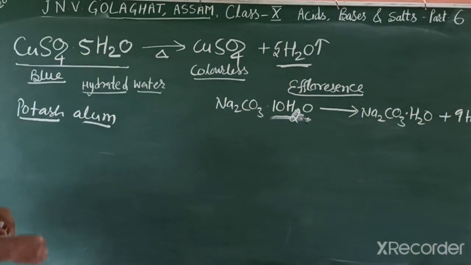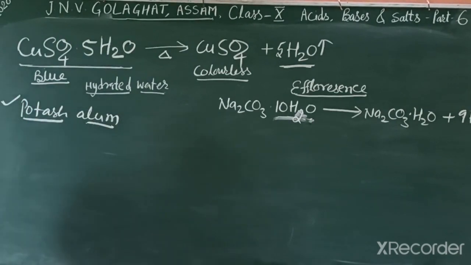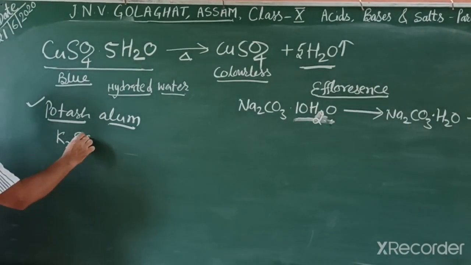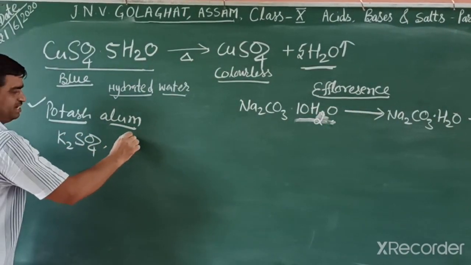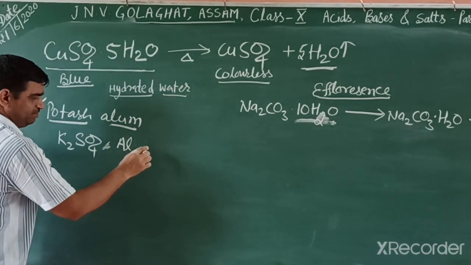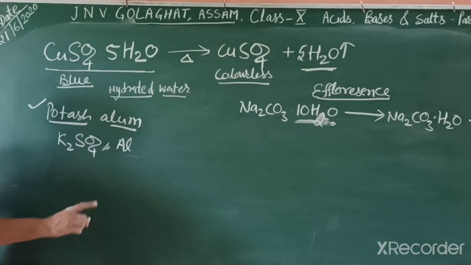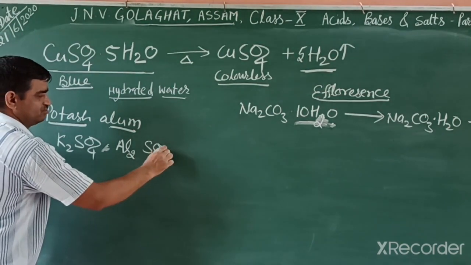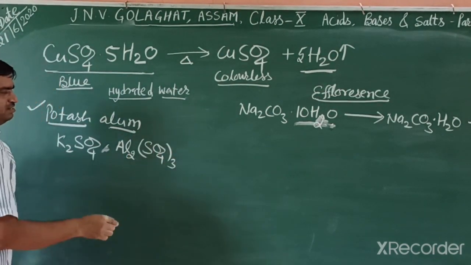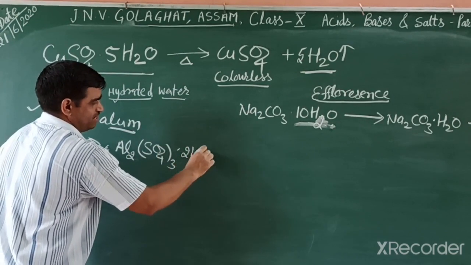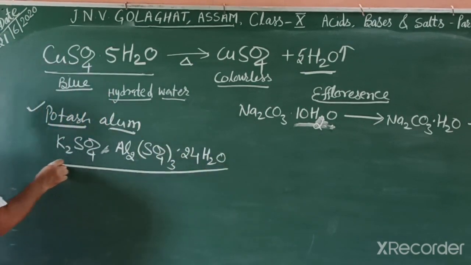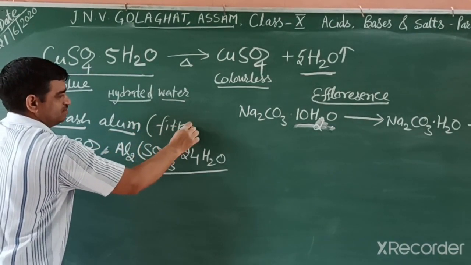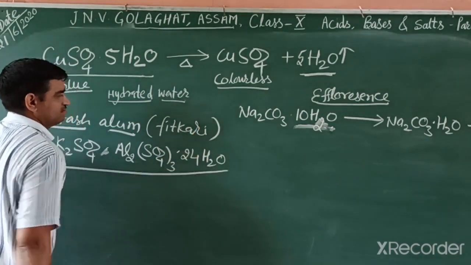Another hydrated salt is potash alum. Potash alum is also a double salt of potassium sulfate and aluminium sulfate. How can we write the formula? Aluminium has plus 3 charge, sulfate minus 2. So Al2(SO4)3, and in this molecule there are 24 water molecules. Potash alum's common name is Fitkari, which is brownish in color.